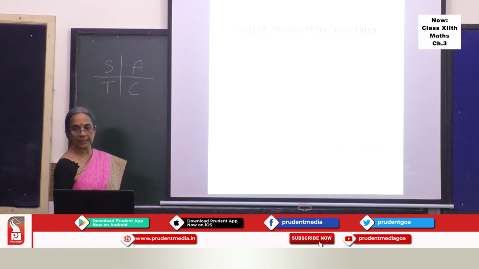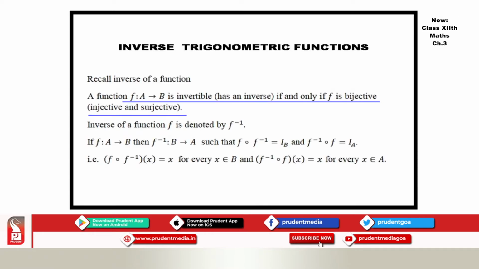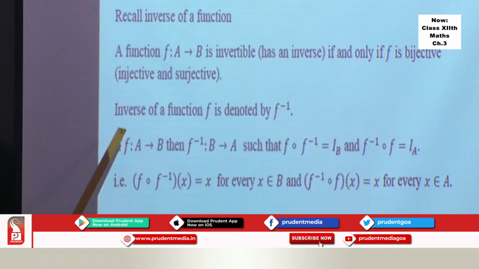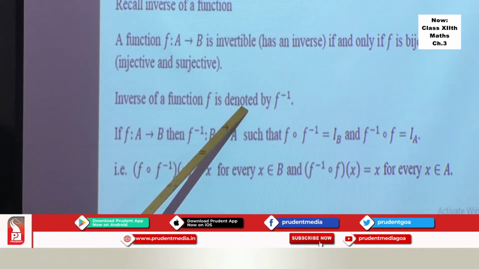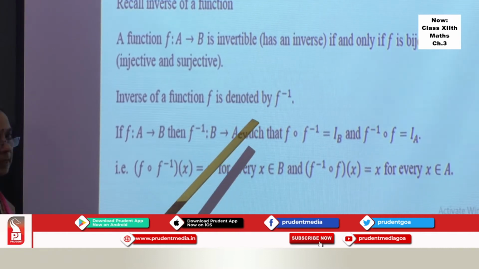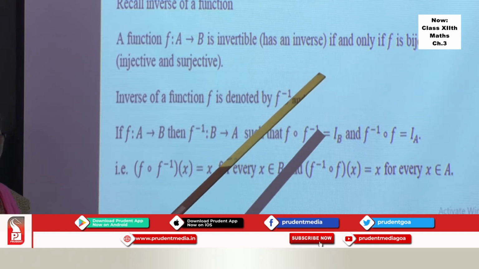A function f from A to B is invertible, that means it has an inverse, if and only if f is bijective. Bijective means injective and surjective, or 1-1 and onto. Now, inverse of a function f is denoted by f raised to the power minus 1, but it has nothing to do with 1 upon f.